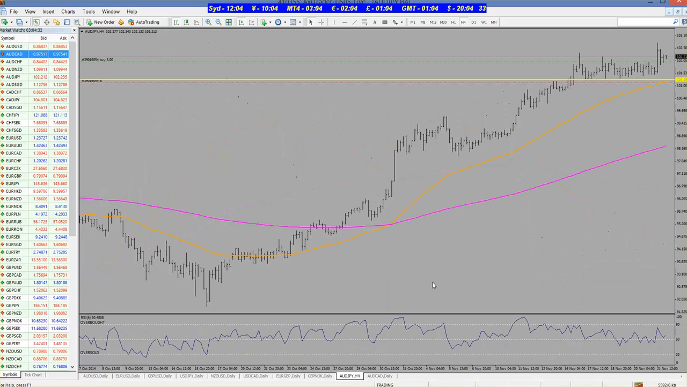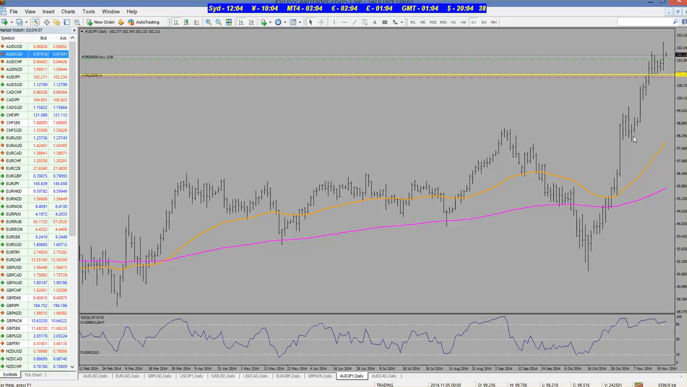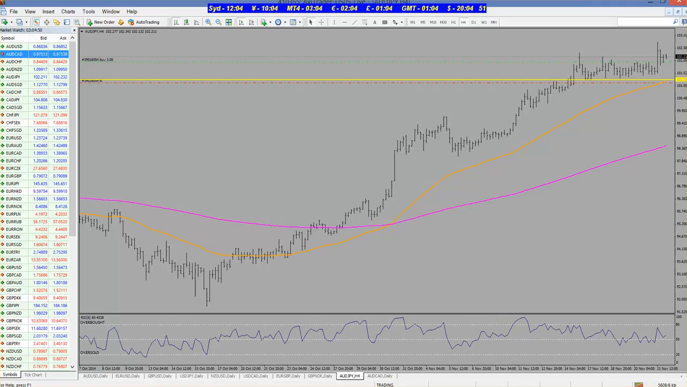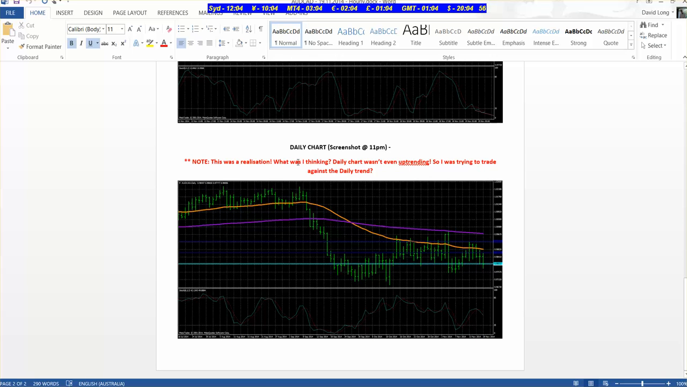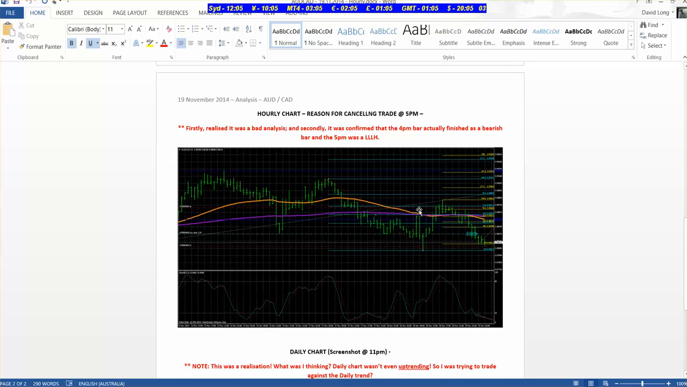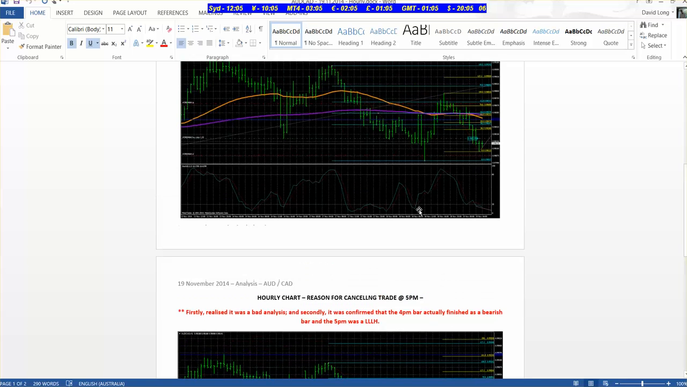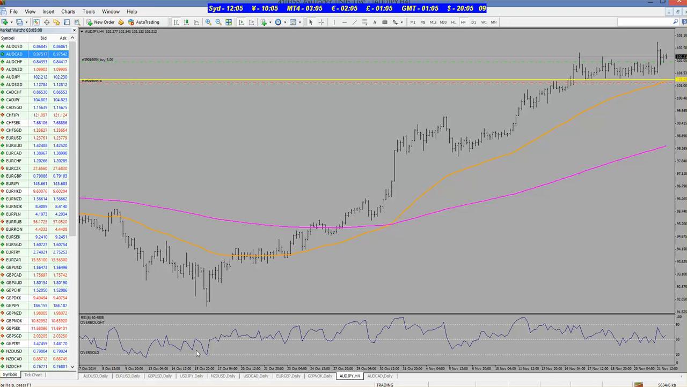Aussie 4 hour took last week. As you're getting these pullbacks, this is the opportunity for the 4 hours. In here, the selling in those bars gives you the opportunity in the shorter time frames. And if you can't see anything in the daily, stay out of the shorter time frames. The daily chart wasn't even uptrending, so I was trying to trade against the daily trend. Well, I don't see a trend in the daily at any point.